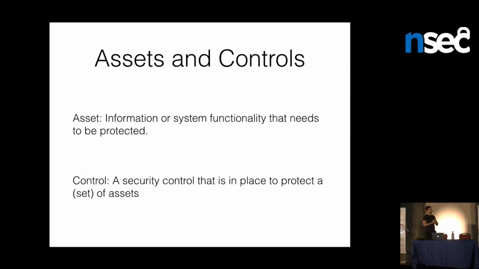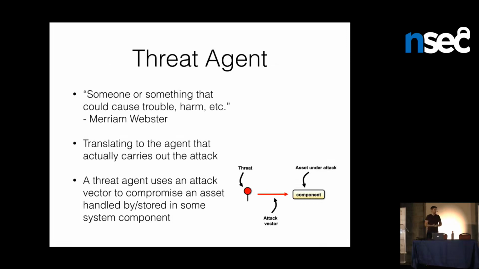A control is something that is in place to protect a set or a single asset. Input validation could be considered a control. TLS on network connections is another control. A threat: there are a lot of different definitions out there for what constitutes a threat. In this context, we're going to refer to a threat as an agent who uses an attack vector to compromise an asset, going through some component.